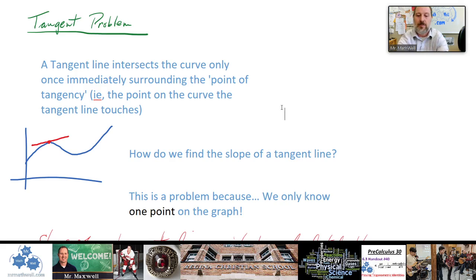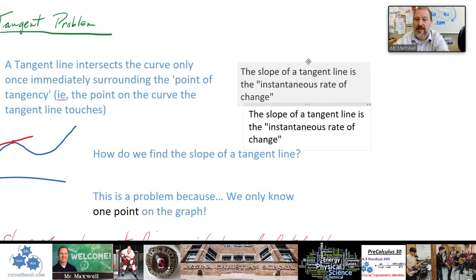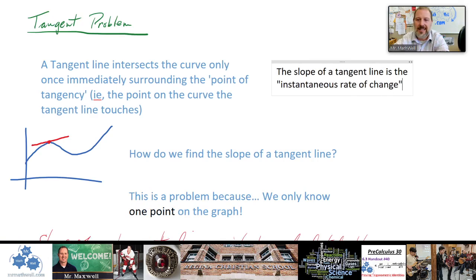I think it's going to come a little bit later, but the slope of a tangent line is the instantaneous, whoa, how do I spell instantaneous? Instantaneous rate of change in whatever the situation is, okay? So if it's speed, it's the instantaneous velocity, let's say, in a question. But the tangent line is the instantaneous, so in one instant of time, what is the rate of change?